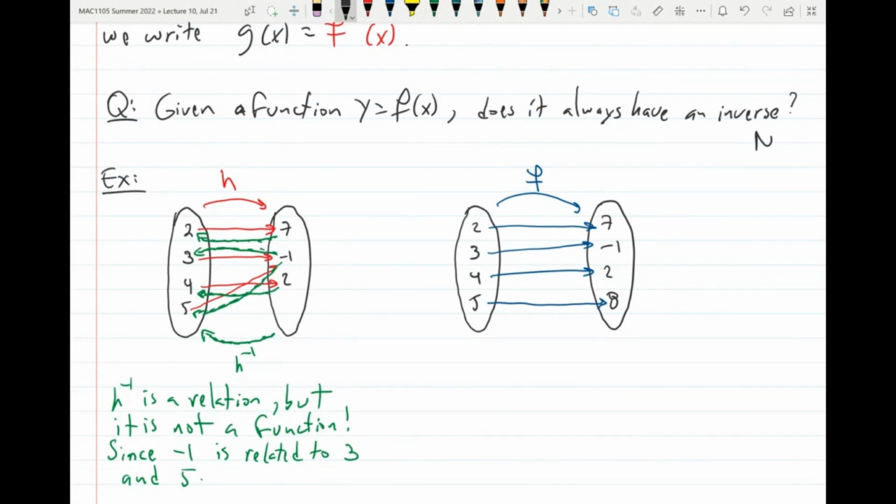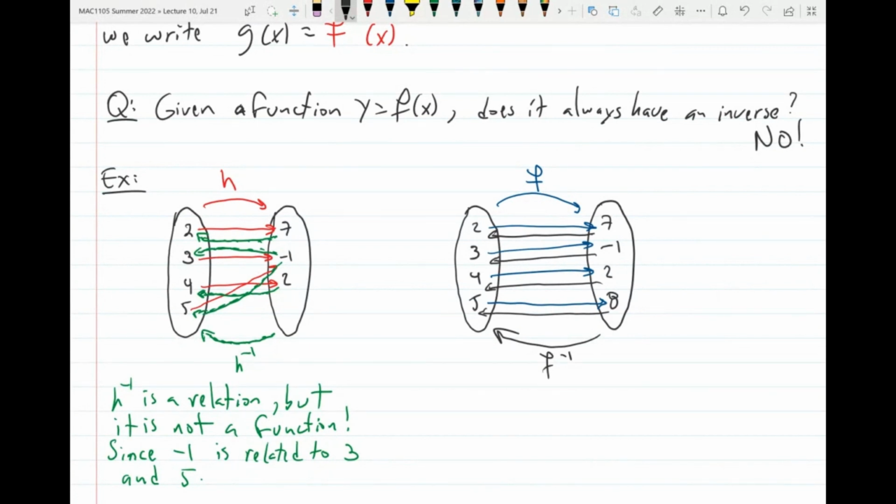Does it always have an inverse? No. But then, of course, the follow-up question is, okay, what condition must F have to ensure that an inverse exists? For example, let's look at F here, the one on the right. If we have an inverse, once again, what is the inverse supposed to be doing? Just flipping arrows, right? So F inverse is supposed to go this way, and then you do this, this, and this.